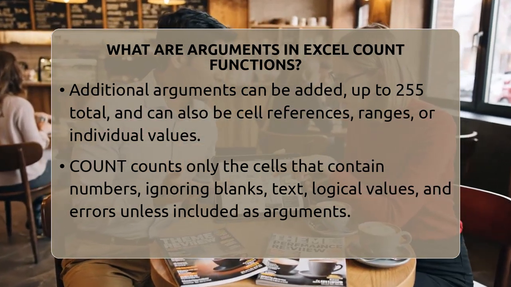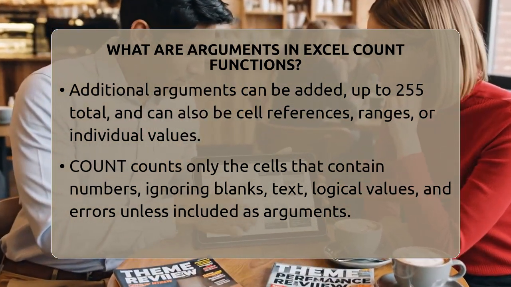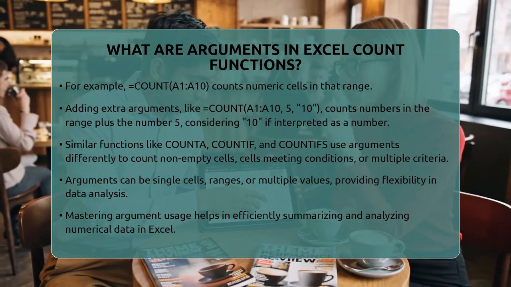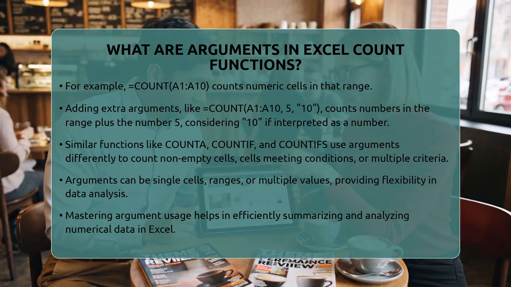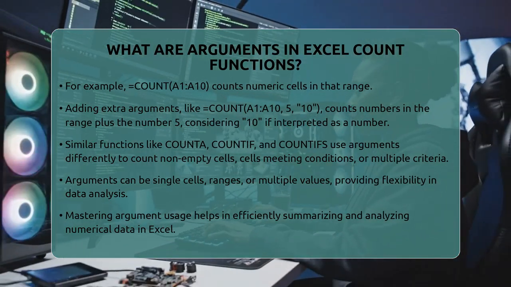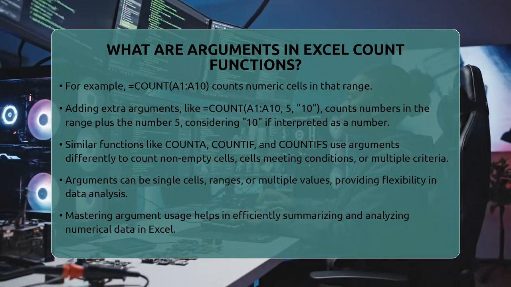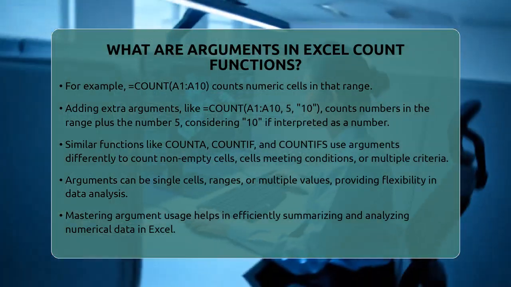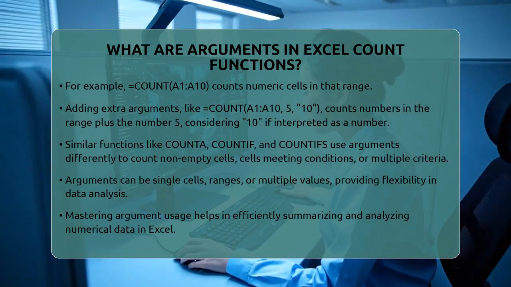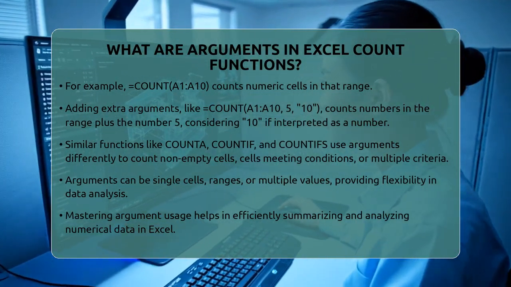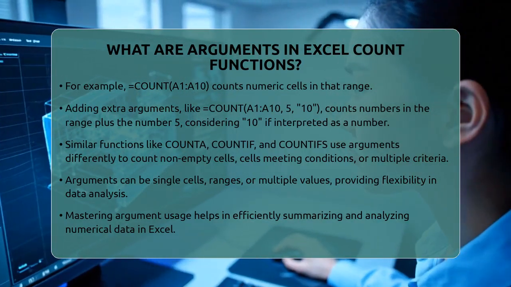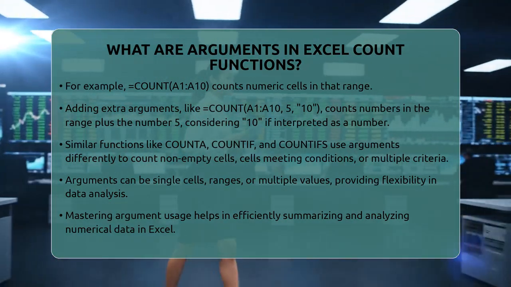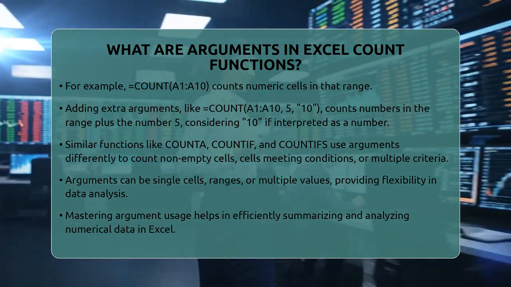You can give arguments as single cells, like A1, or ranges like A1:A10. You can also include multiple ranges or individual values separated by commas. This flexibility allows you to count numbers across different parts of your worksheet or include specific values directly in your formulas. Understanding how arguments work in Excel count functions is key to using them effectively.